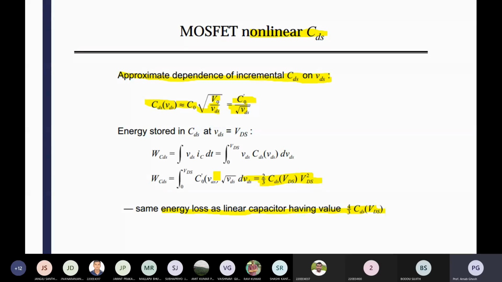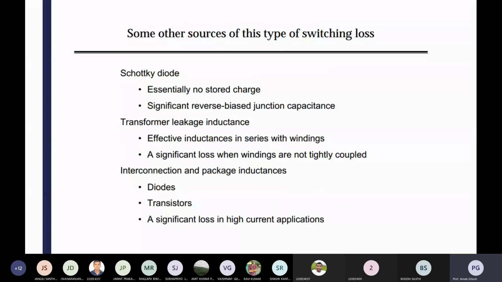Then another thing is there, which has not been discussed here, but is important. A similar type of study you can do for other types of switches, like the Schottky switch. Essentially no stored charge will be there, so the loss is significantly governed by the junction capacitance.